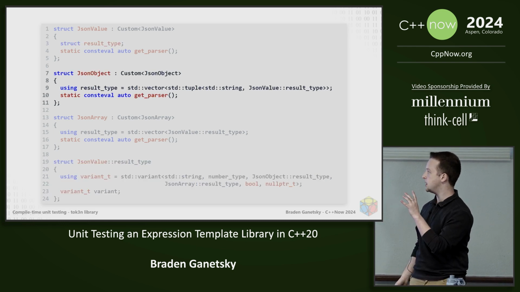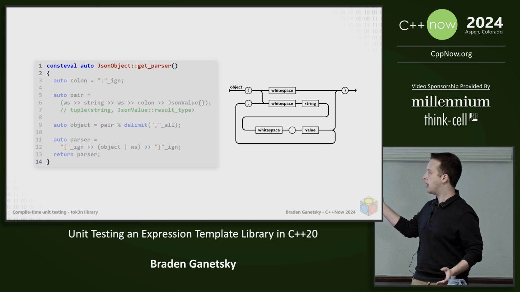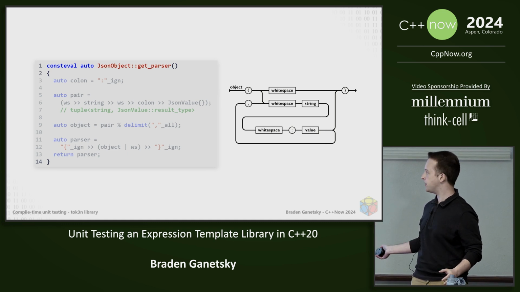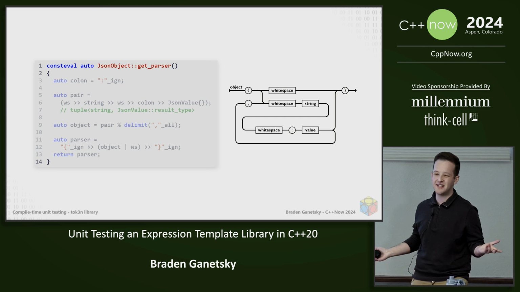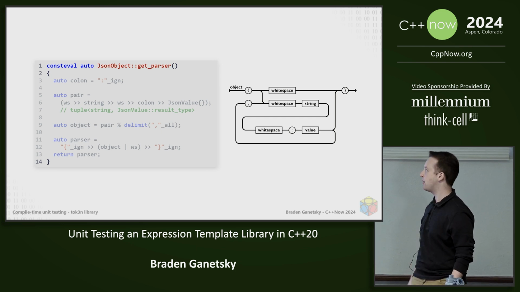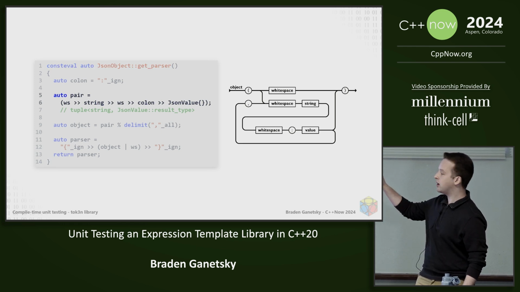So I'll go to the get parser function for JSON object. I'm just going to read the railroad diagram, and let's see where we go with this. So the get parser function, I like making it const eval. I mean, it doesn't have to be, but I like making it that way. It does have to be static, though. That is important. I'm just going to create the inner pair.